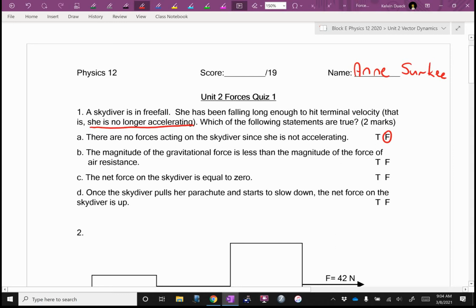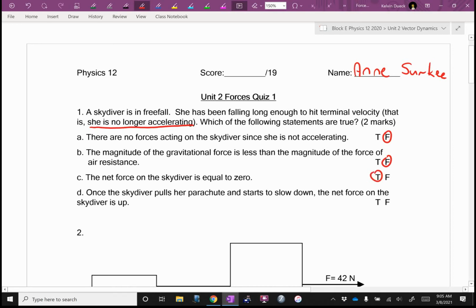We're not accelerating. So if we're not accelerating, then number 1. That's where we're on the first question. The net force on the skydiver is 0. Yeah, that's true, because we're not accelerating.